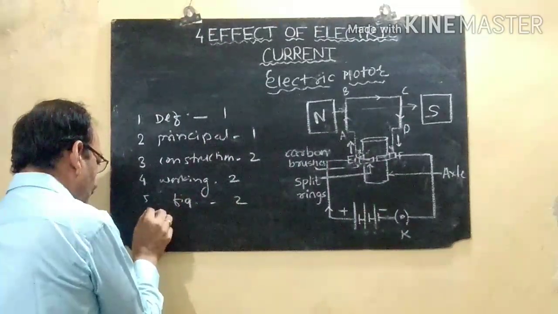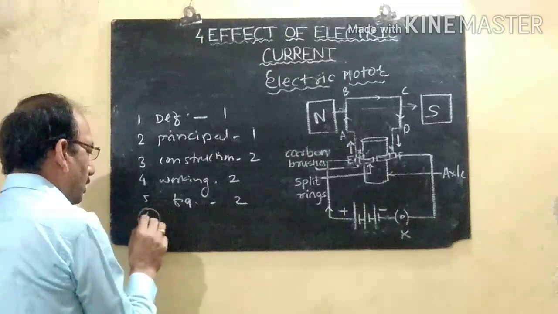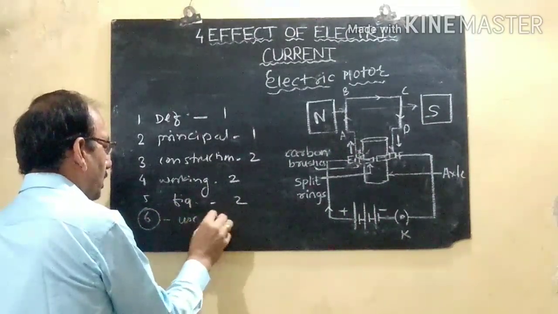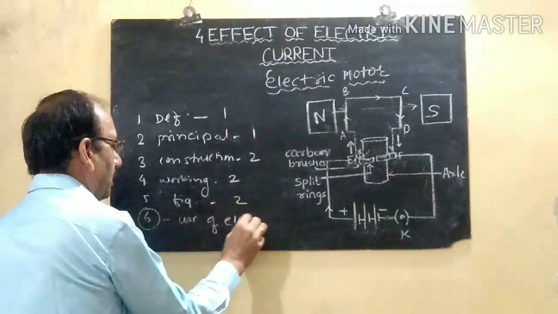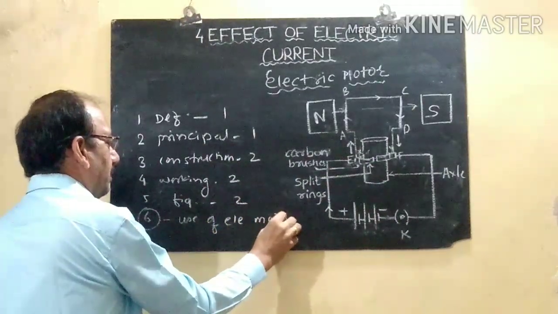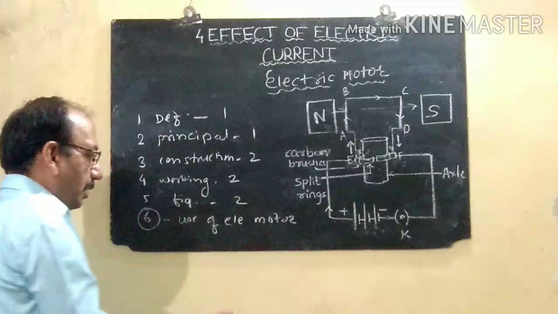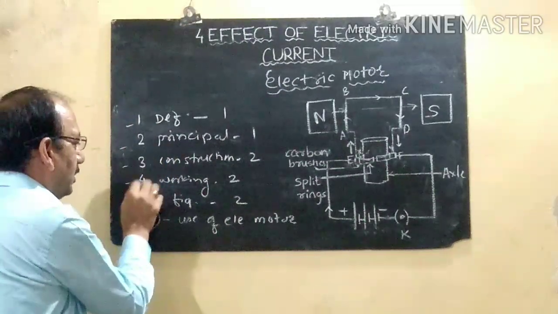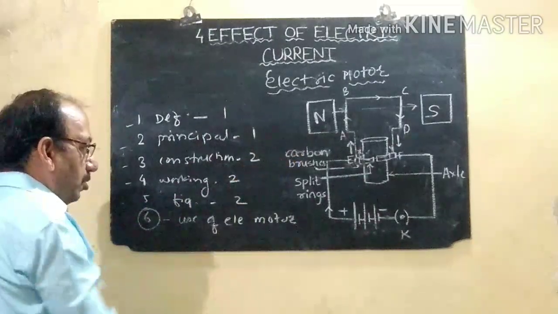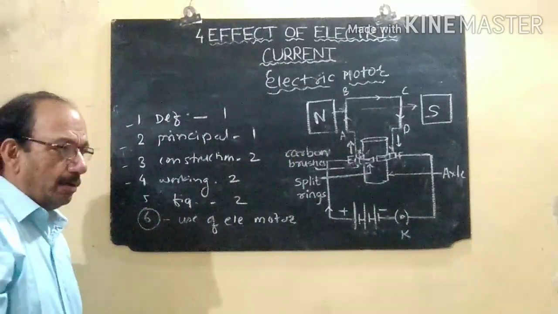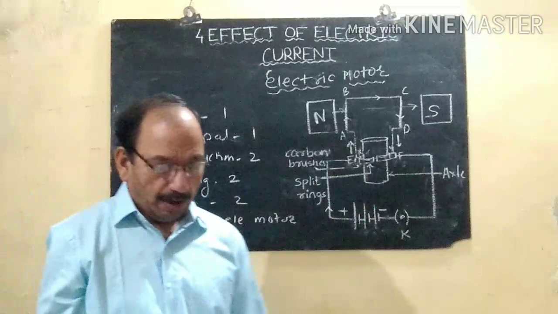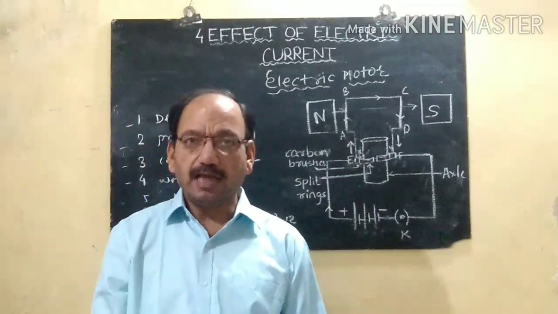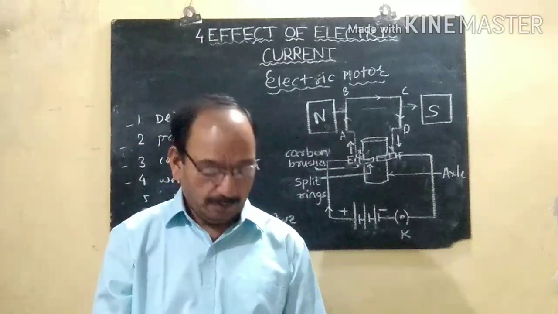And if another question is also asked, what are the uses of electrical motor? It is also asked separately for 1 mark. Then we just discussed the definition, principle, construction, working, and the figure is drawn on the board. You can draw it at home. Then what are the uses of this electrical motor? They are also called the applications of electrical motor.